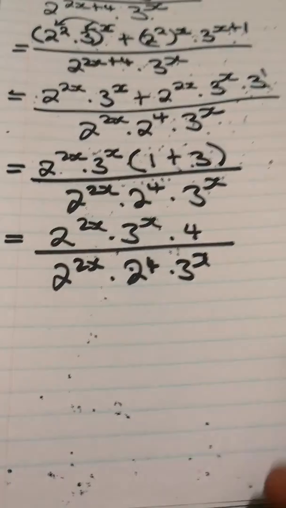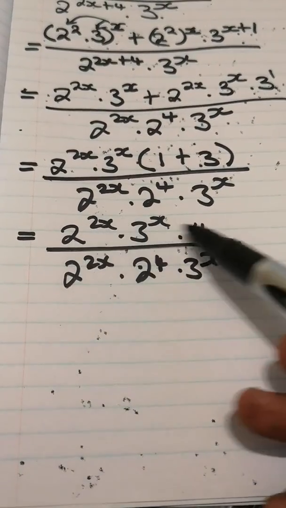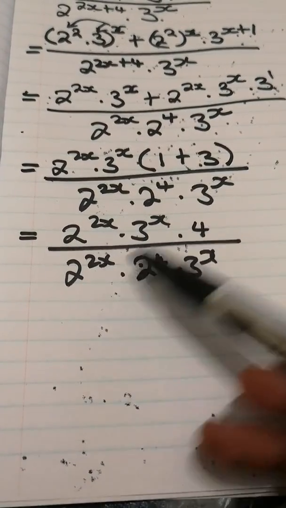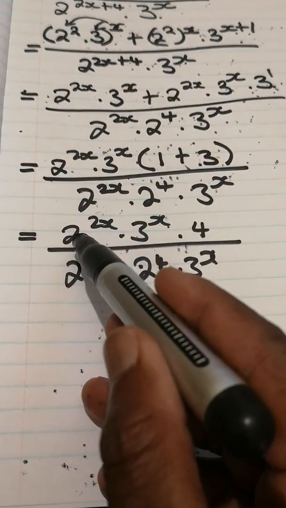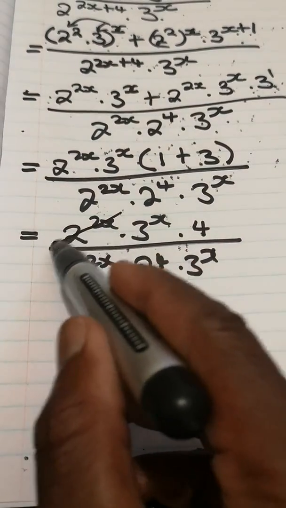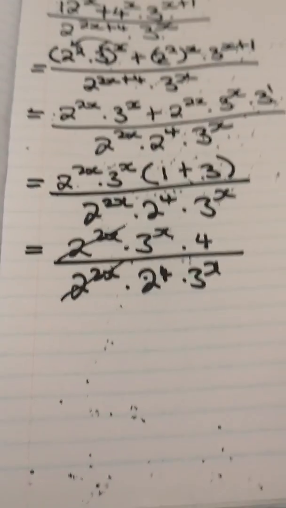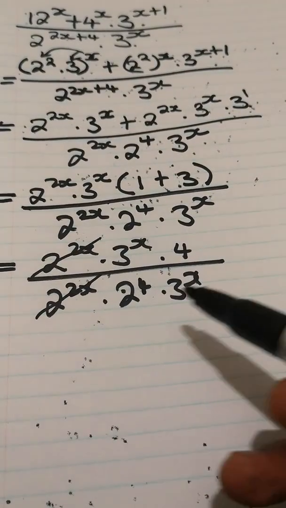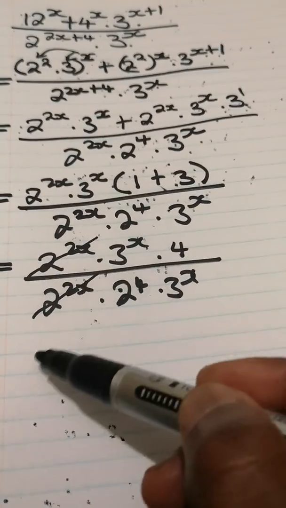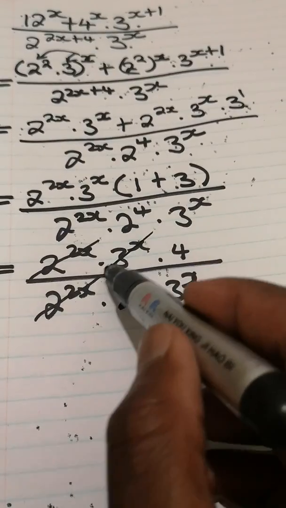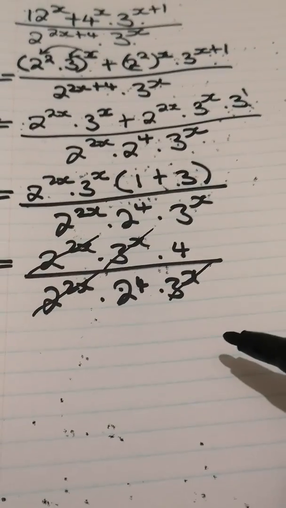Now here you can see that this is one term in the numerator and one term in the denominator. So you can see that this 2 to exponent 2x is exactly the same as this 2 to exponent 2x in the denominator. So it's common, so we have taken it out. They cancel each other, so it has been reduced to 1. Then we have 3 to exponent x, which is reduced by the 3 to exponent x. Then this is 1.